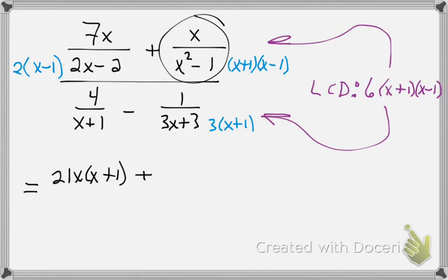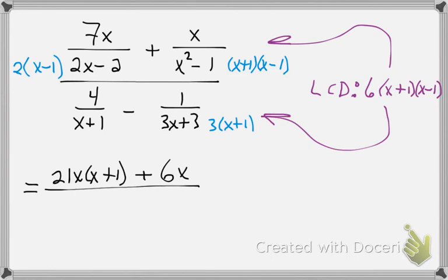Next up, my second fraction. What happens here? The x plus 1 and the x minus 1 cancel, and we get 6 times x, which is 6x. And that's my numerator done. At least as far as the complex fraction is concerned. You guys with me on that?